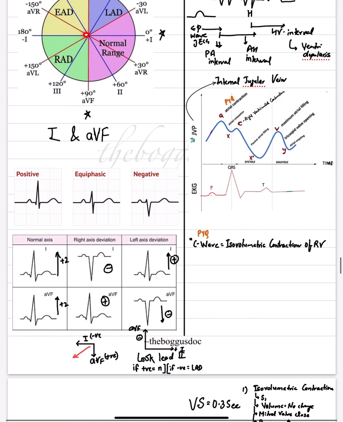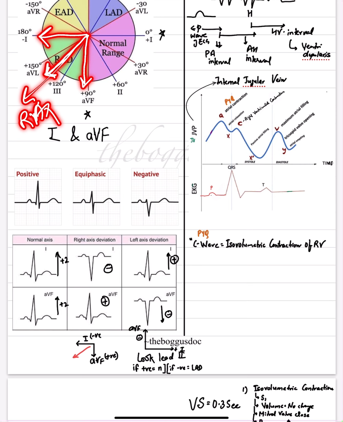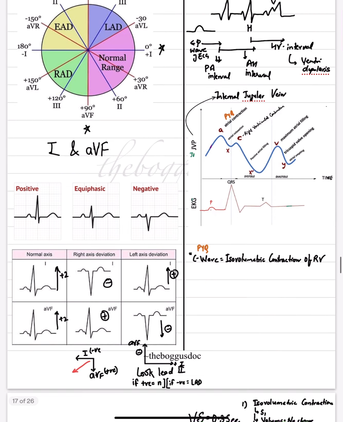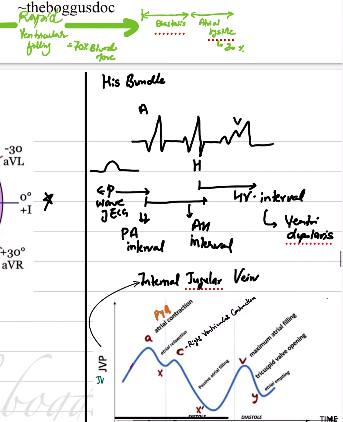Lead I is negative, so you can place it here. Lead I is negative and aVF is positive, meaning the axis is somewhere here. So it is right axis deviation for this question. I can see that it is very easy.